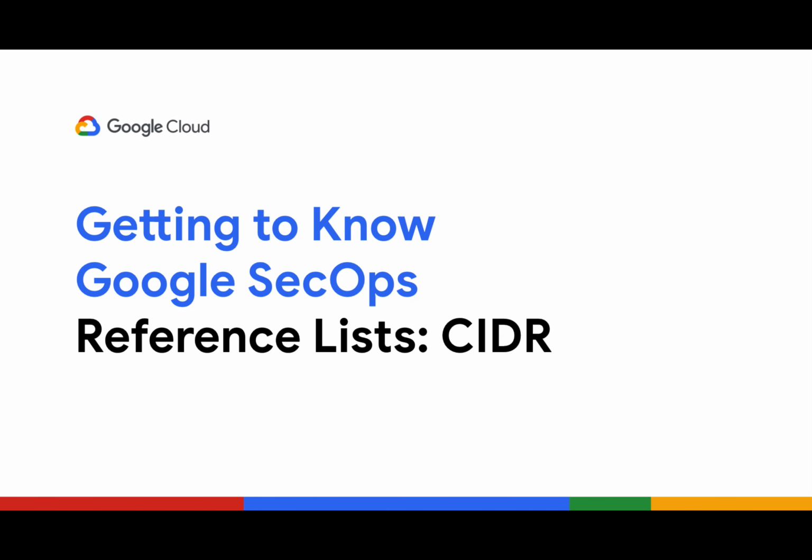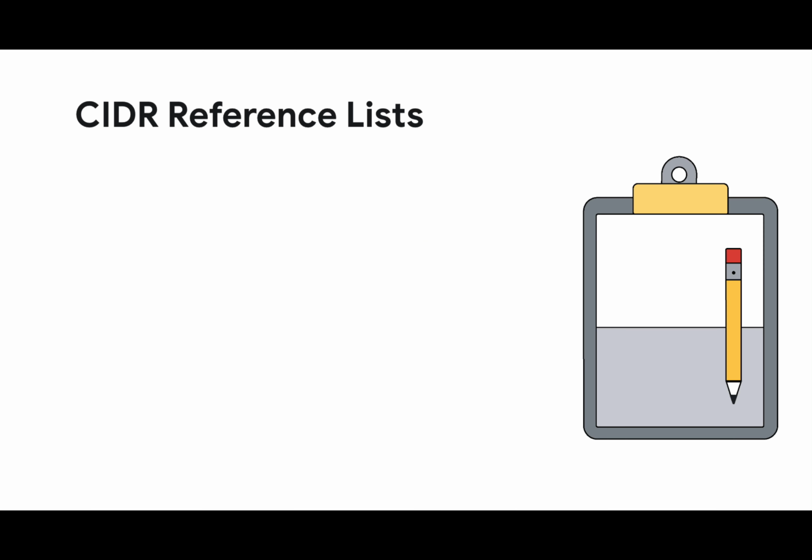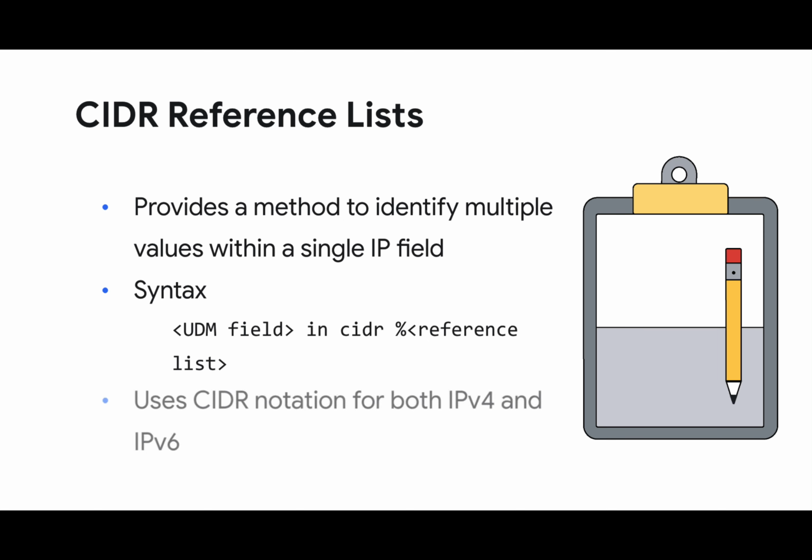I'm John Stoner, and today we're going to use CIDR reference lists in our YARA-L rules. CIDR reference lists build on top of the same concepts we covered in string reference lists, but have a more specific purpose. That purpose is to identify blocks of IP addresses based on CIDR notation rather than individual IP addresses. From a syntax perspective, little changes.